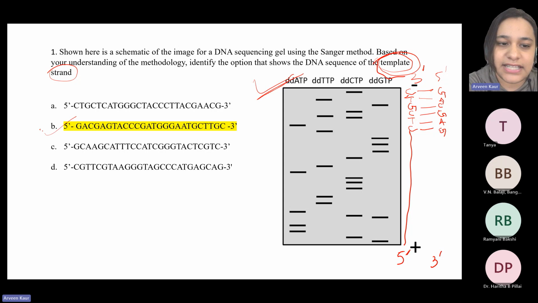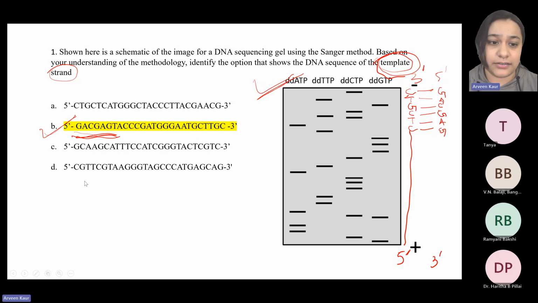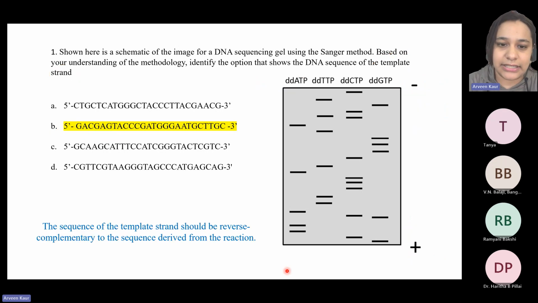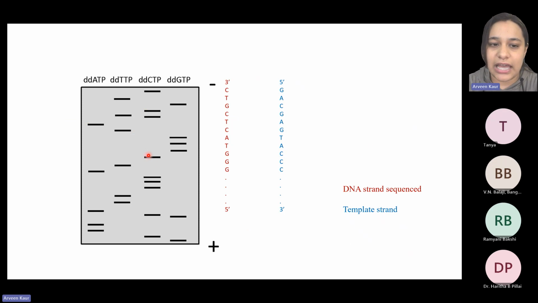So this option satisfies this particular sequence. That is why we know that the answer we have been looking for is B, right? It was very correctly solved by Balaji. I hope the others were also able to solve it, or that at least it helped the others. Over here, the sequence of the template strand should be reverse complementary to the sequence derived from the reaction. That is the first thing that we learn. I have also made a slide so that when you receive the PDF for this question, it is very clear how this answer was obtained, right?